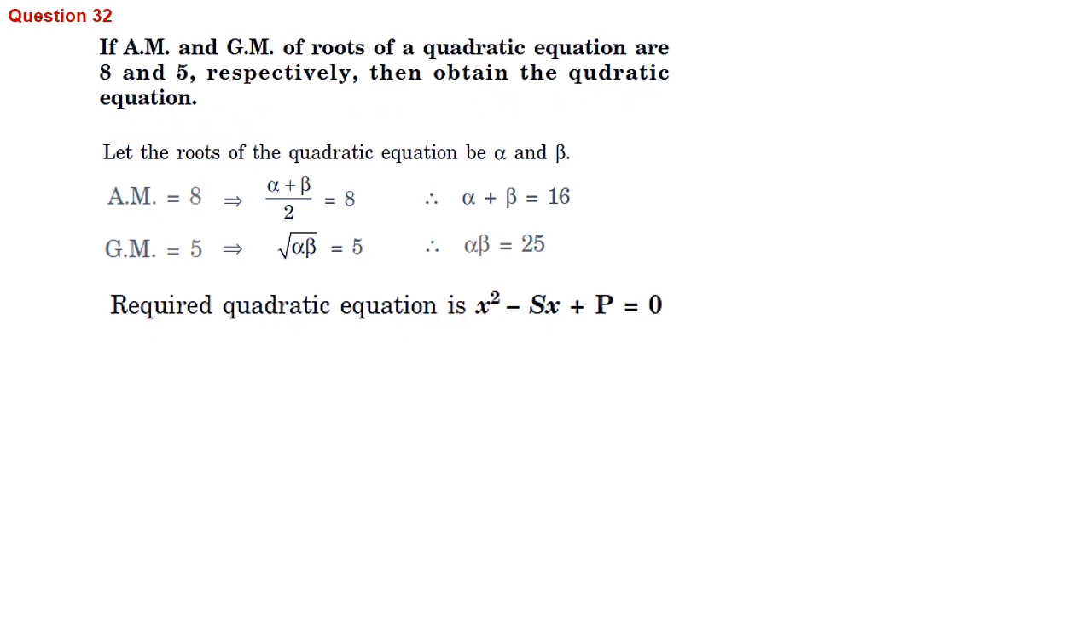Now we need to form the required quadratic equation. In class 10 we have learned that the sum of the roots is 16 and the product of the roots is 25. If the sum and the product of the roots are given, we know how to make the quadratic equation: x square minus sx plus p is equal to 0. That means x square minus (alpha plus beta) x plus alpha beta equal to 0. We know the values: alpha plus beta is 16, alpha beta is 25. So the required quadratic equation is x square minus 16x plus 25 equal to 0.